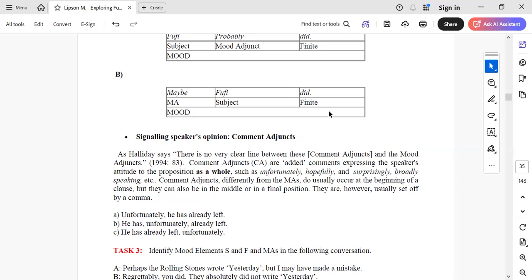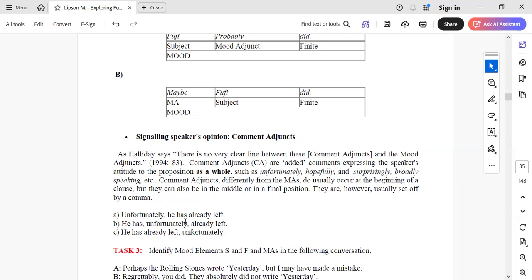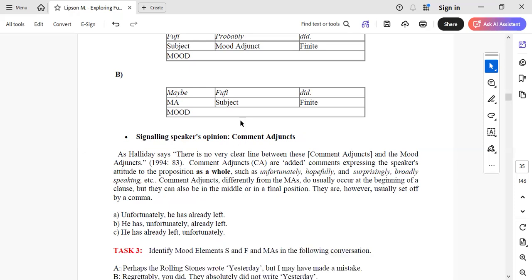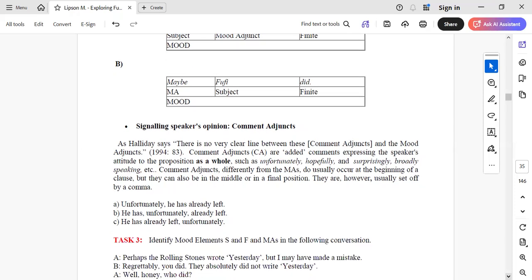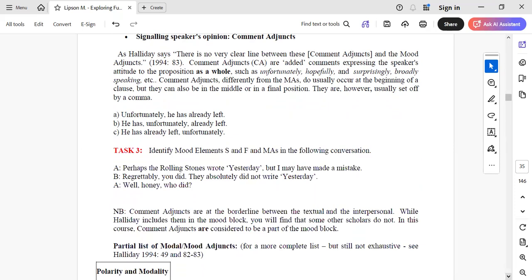And you can see that mood adjuncts are usually not set off by commas at all, right? So: Unfortunately, he has already left. He has unfortunately already left. He has already left, unfortunately. So you can see that comment adjuncts come in all three positions, whereas mood adjuncts have just two positions, in the middle and at the beginning. And comment adjuncts are separated by commas, whereas mood adjuncts are not.